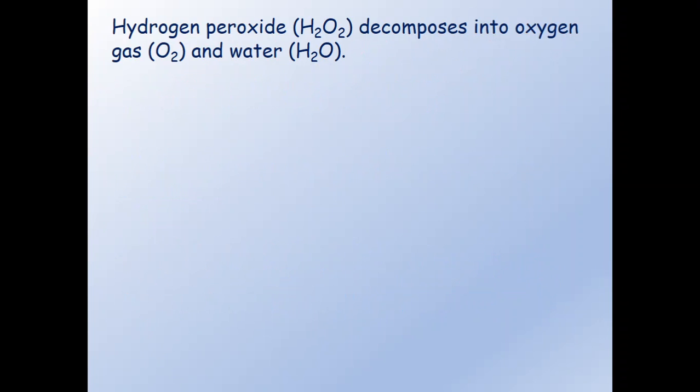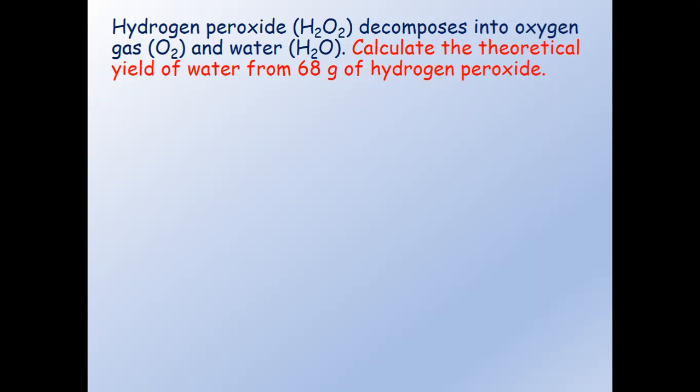Now let us look at an example. Hydrogen peroxide, H2O2, decomposes into oxygen gas, O2, and water, H2O. Calculate the theoretical yield of water from 68 grams of hydrogen peroxide. To solve this question, you will need the balanced equation, and the balanced equation is 2H2O2 for hydrogen peroxide reacts to 2H2O for water plus O2 for oxygen gas.